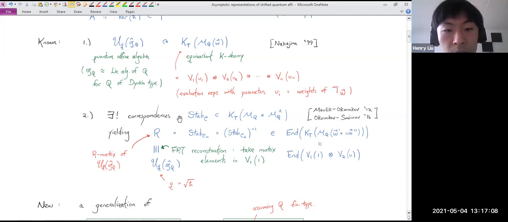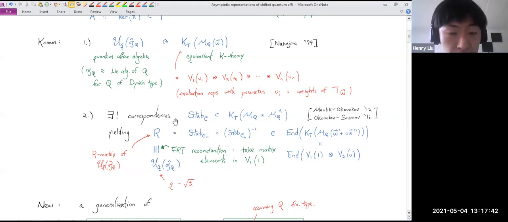So what are stable envelopes? These are correspondences inside the K-theory of your quiver varieties, and they're correspondences which take you from the fixed points under this smaller torus A to the entire quiver variety. Okay. And they're uniquely characterized by certain conditions, which I don't really want to go into here.